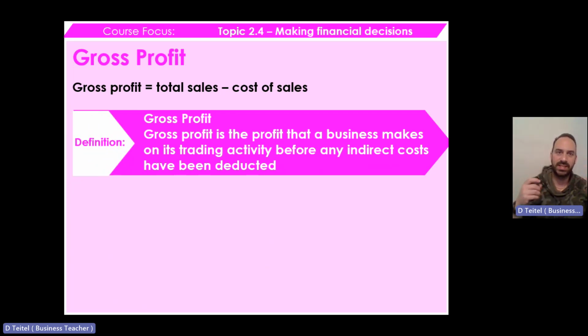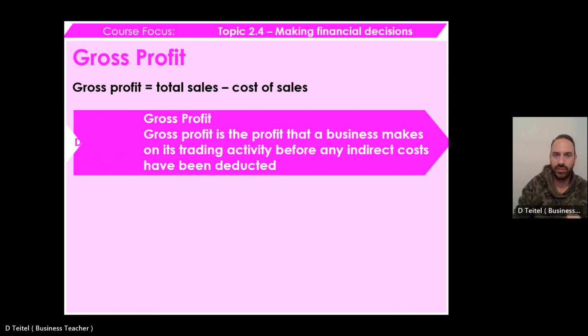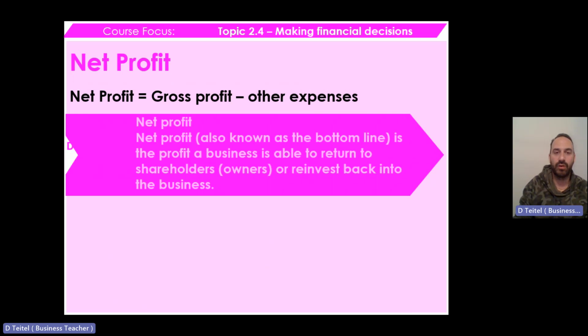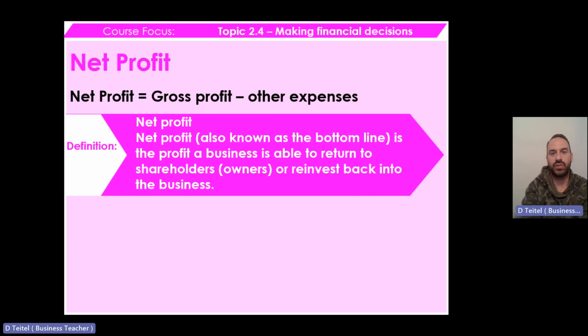It's literally taking into consideration the profit you've made on an item, taking away everything of the actual cost of that sale. All other incidentals like rent, like utilities and all of that, they don't come part of your gross profit, they all come part of your net profit. So your net profit is your gross profit minus your other expenses. Net profit, also known as the bottom line, is the profit a business is able to return to shareholders, so the owners, or reinvest back into the business, obviously as retained profits.